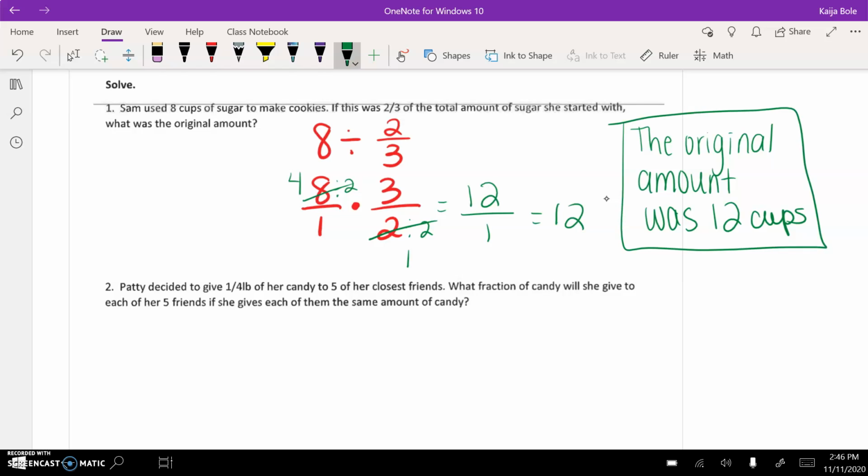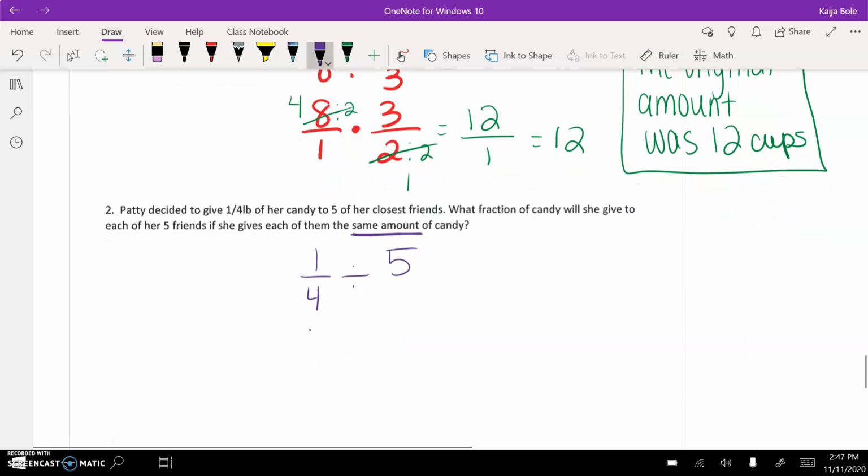Number 2 says Patty decided to give 1/4 of a pound of her candy to her 5 closest friends. What fraction of the candy will she give to each of her 5 friends if she gives each of them the same amount of candy? Okay, that's important, the same amount of candy. So she is taking her 1/4 of a pound and she is dividing it amongst her 5 friends.